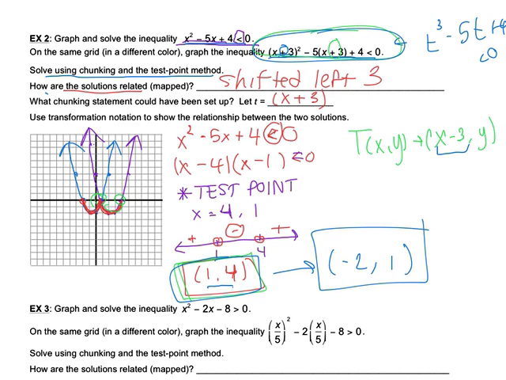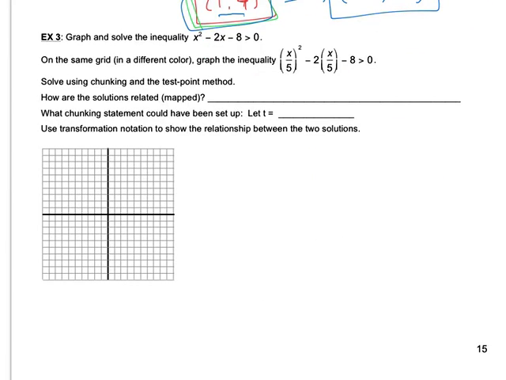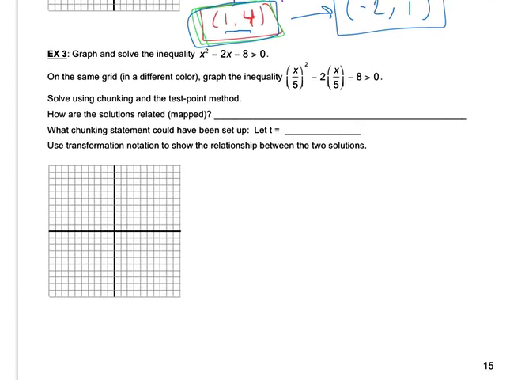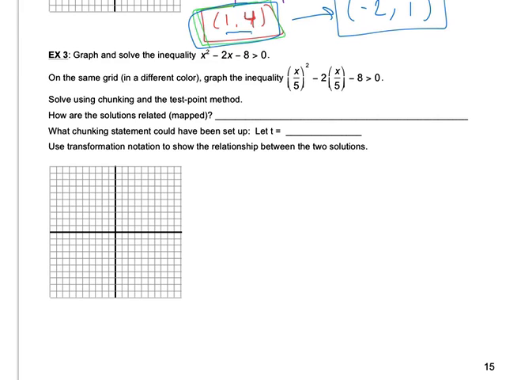All right, on this next one, I'm actually not even going to use the graph because I want you guys to get out of the habit of relying on it to find these solutions. So the first thing is saying graph and solve this inequality. So we're going to just solve it. We're going to first just solve x squared minus 2x minus 8 is greater than 0.